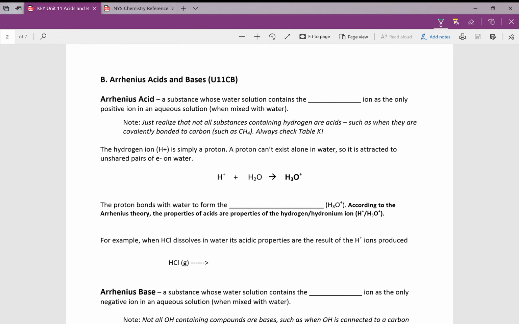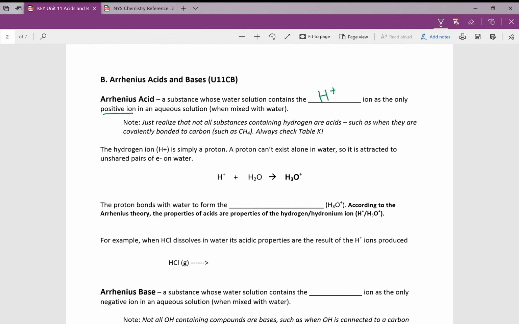All right, we are going to move on to talk about Arrhenius acids and bases, and you'll see how our definition and understanding of acids and bases is going to grow from here. So an Arrhenius acid is a substance whose water solution contains the hydrogen ion, which is H+, as the only positive ion in an aqueous solution. This is actually the definition that you're going to normally see. So this is the only positive ion when it's been reacted with water.